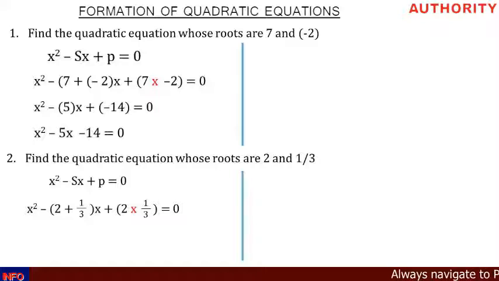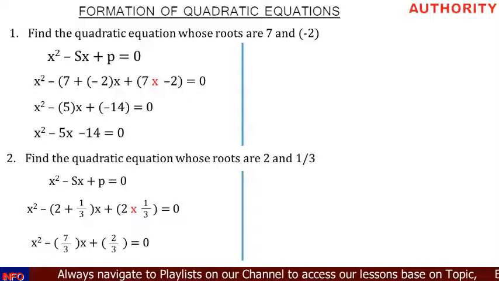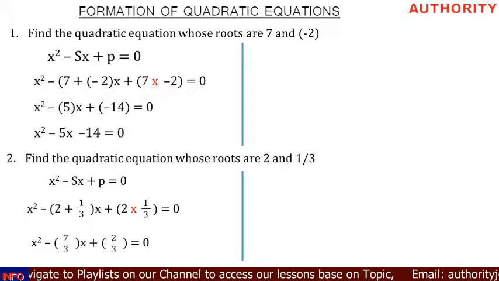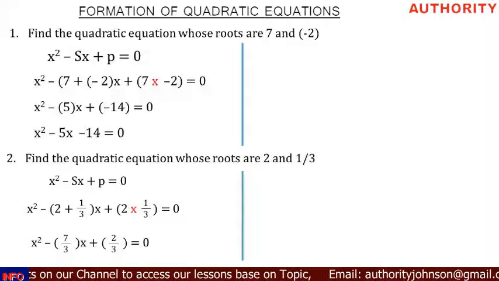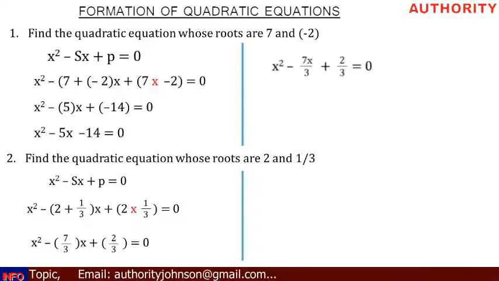Now let's go. We have x squared minus, when you say 2 plus 1 all over 3, when you solve this, it's going to give you 7 all over 3. Is that true? Yes. Let's put it in bracket. x plus, when you say 2 times 1 all over 3, it's going to give you 2 all over 3, equal to 0. Okay, good. Now let's remove this bracket. We're going to have x squared minus 7x all over 3 plus 2 all over 3 equal to 0.